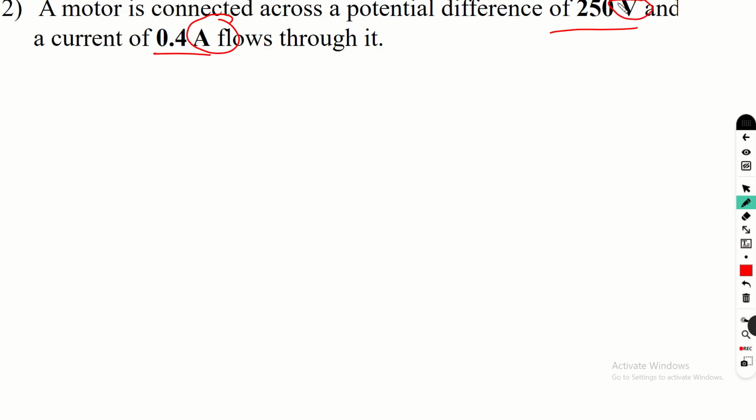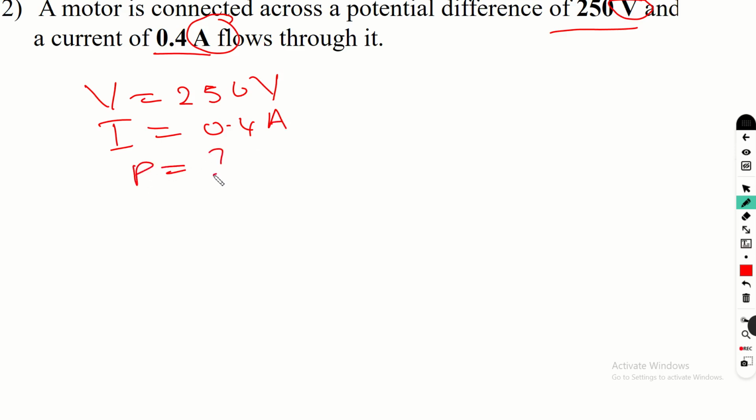Now, V stands for volt and A stands for ampere. Ampere represents the quantity current, and volt represents the quantity voltage. So you see that my voltage V is equal to 250 volt, and my current I stands for 0.4 A. And what am I looking for? I'm looking for power. Now, what formula connects power, I and V? So power is equal to I times V. Yes, there's a formula. So you do substitution.